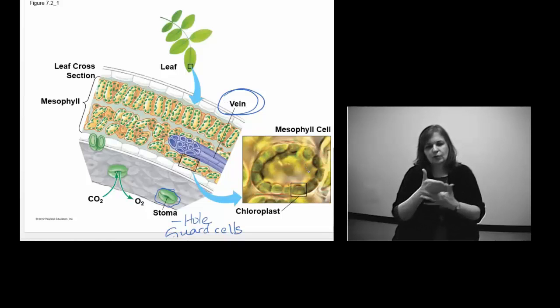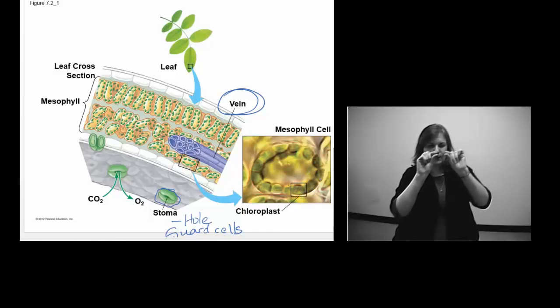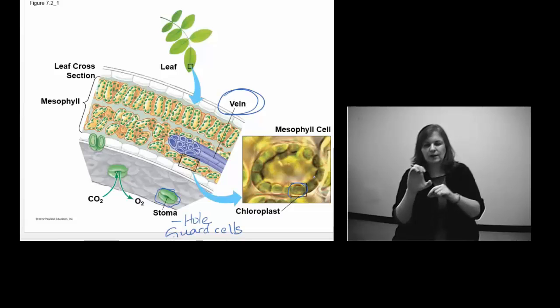The actual mesophyll cells, if you look at the cross-section here, you see that the chloroplasts are pushed to the outside of those cells, right? So we have them lining this cell. And what we're going to look for with the photosynthetic pigments being pushed to the outside is a better exposure to the sunlight.